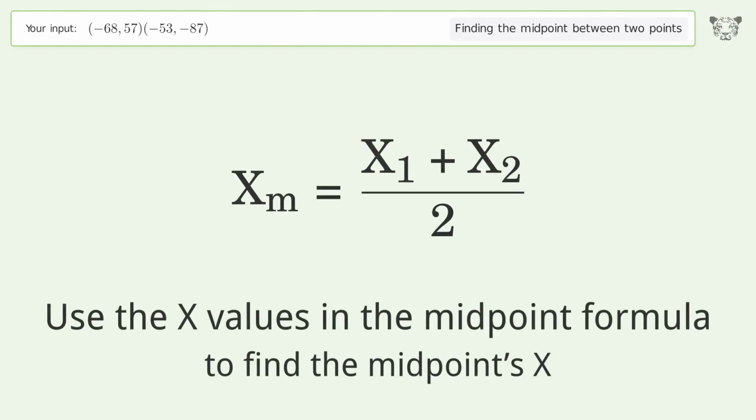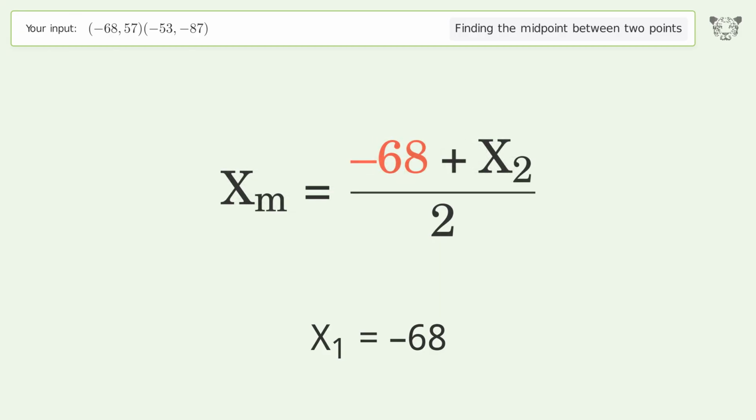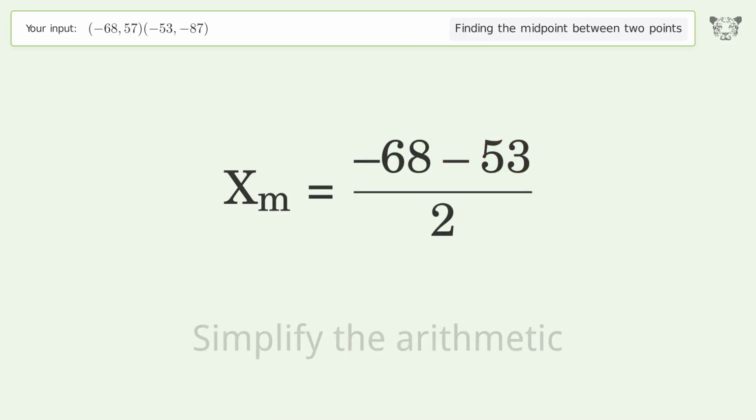Use the x values in the midpoint formula to find the midpoint's x. x1 equals -68. x2 equals -53. Simplify the arithmetic.